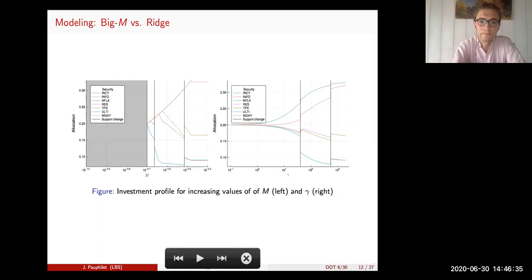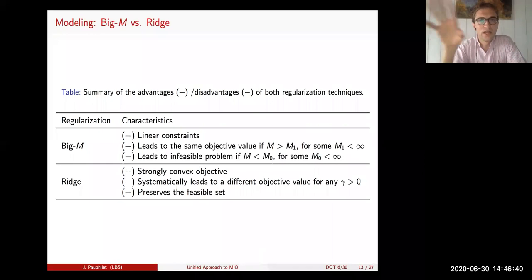Okay. So I would really like to emphasize and put big M and ridge regularization on the same level, as potential alternatives to cope with those kinds of logical constraints in mixed integer optimization problems.